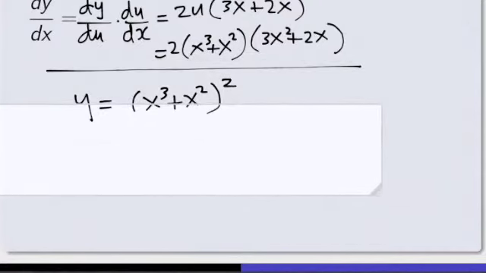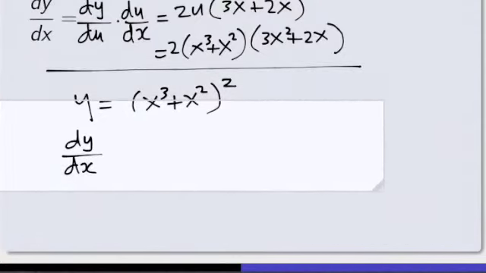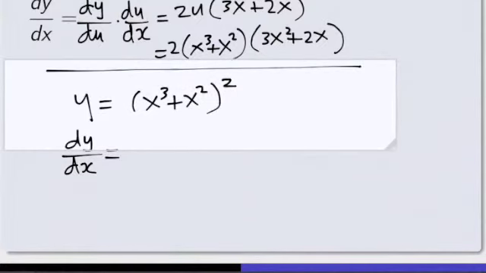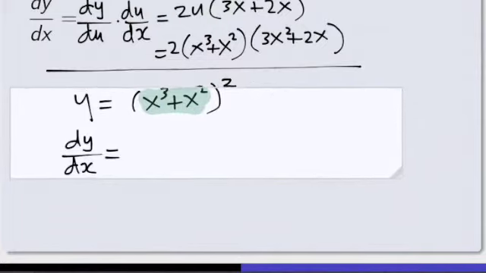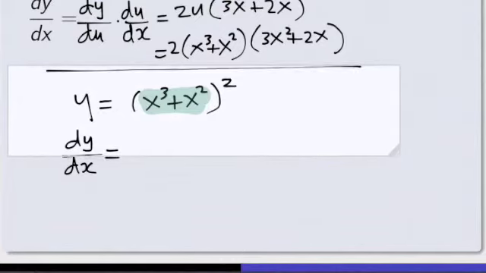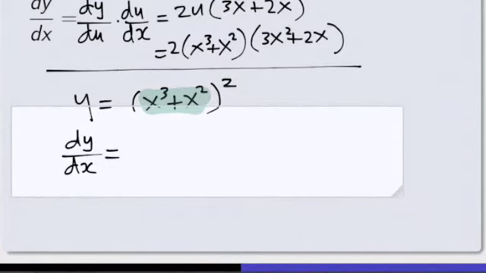Now what is dy dx? We could apply the chain rule to differentiate this function y. In doing so, we will take the term inside the brackets, which is colored green, as u. So if that is u, we have y equal to u squared. So the derivative of y with respect to u is then 2u, which is x cubed plus x squared, raised to the power 1.